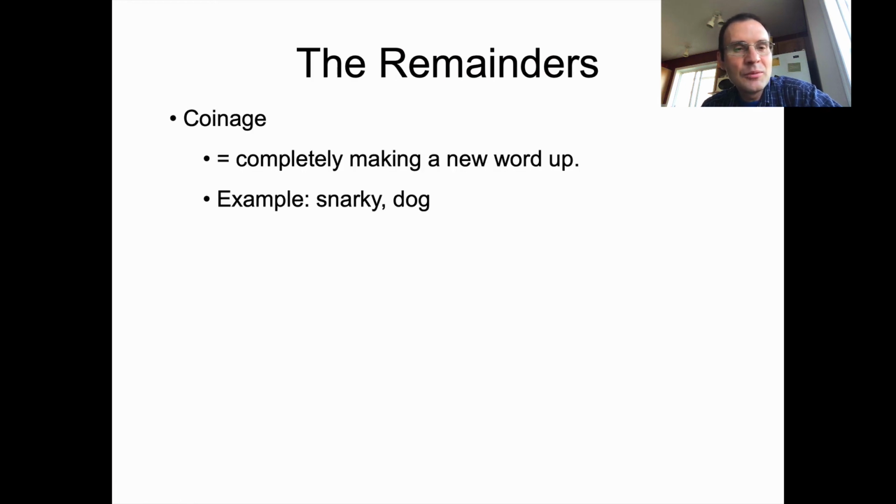All right, a few more. Coinage is where you just completely make a new word up. And an example of this, which has recently become more popular, is like snarky. Don't know exactly what the etymology of that is. If you go further back, the word dog is interesting. So like I said, English and German are historically related. So in German, the word is Hund for a dog. And we have a related word in English for that, like hound, which I don't think anybody would really use anymore if they just saw a dog running around.